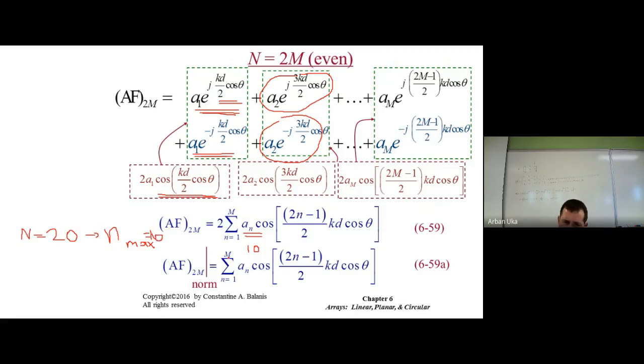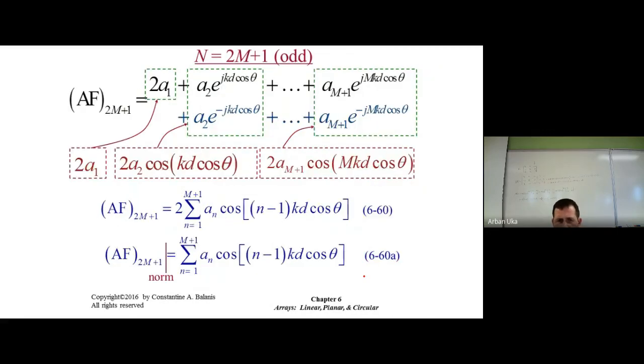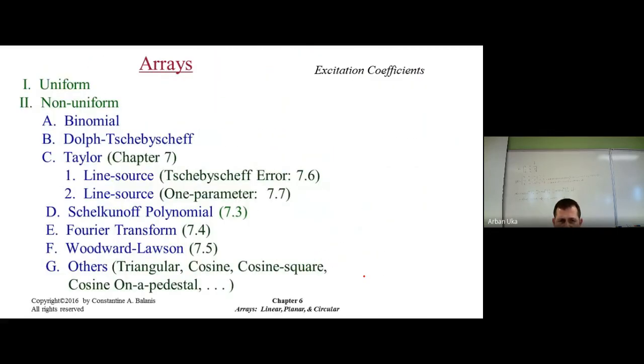But what is tricky is trying to determine these A_n. What should be these A's which are provided here? To find the A's, we use several approaches. The first approach that we briefly mentioned last time was a binomial distribution. The second one is the Chebyshev distribution, which has to do with very elegant polynomials, Chebyshev polynomials, which have very nice harmonics. All these arrays are done to find the excitation coefficients.